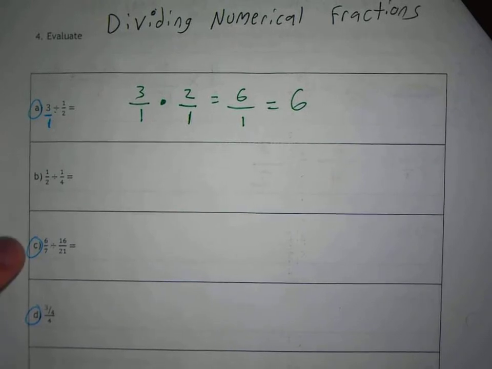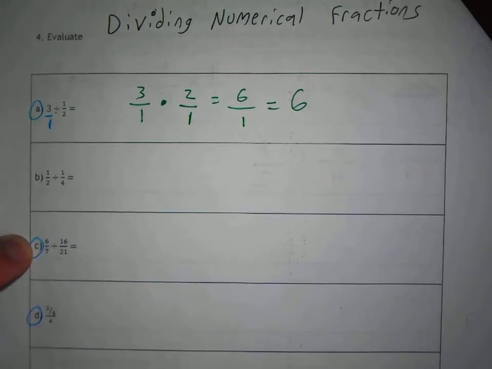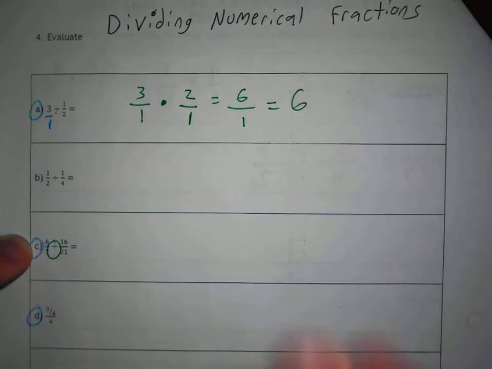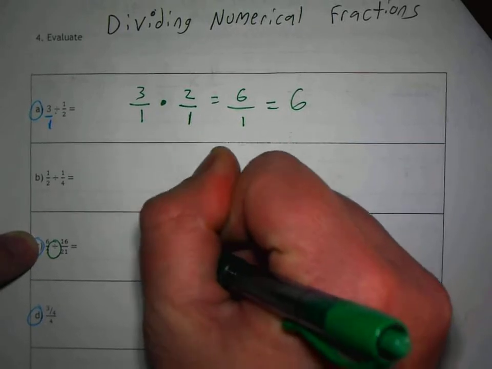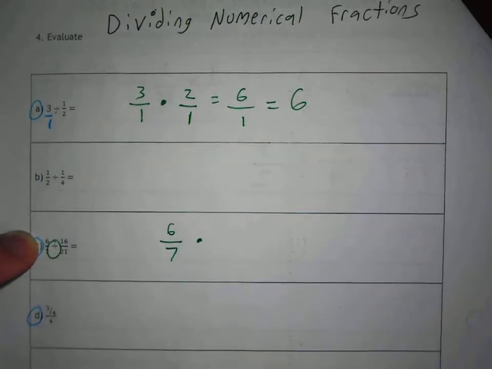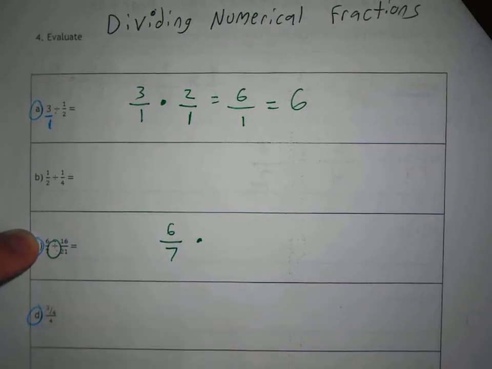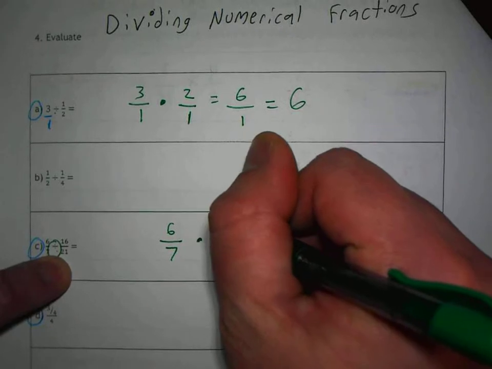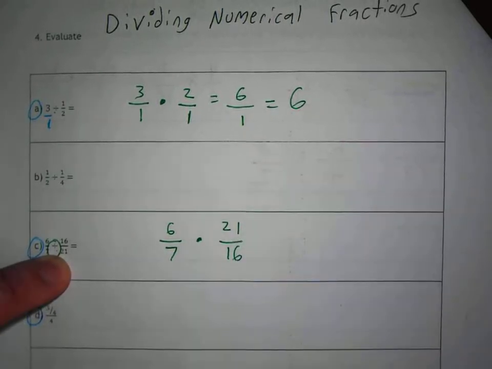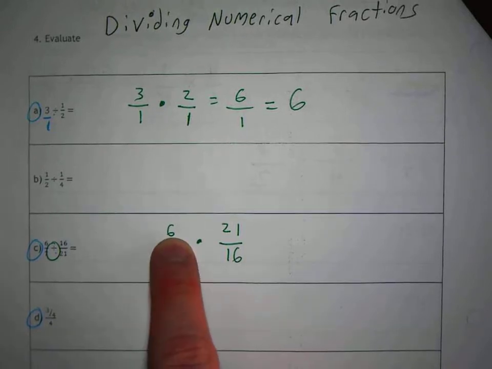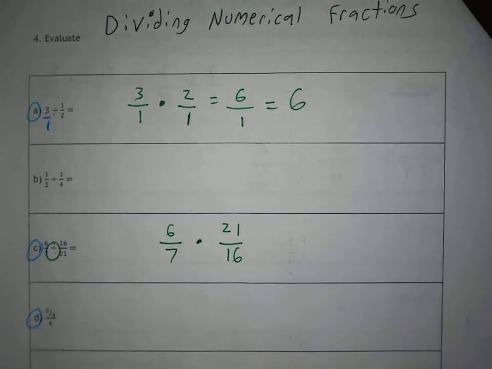For C, I have 6 over 7 divided by 16 over 21. I'm going to change this to multiplication, so I keep the left fraction the same. And in order to go from division to multiplication, I invert that fraction. So it's 21 over 16. Okay. So I don't really feel like taking 6 times 21 and 7 times 16. Those numbers are going to get too large for my taste.